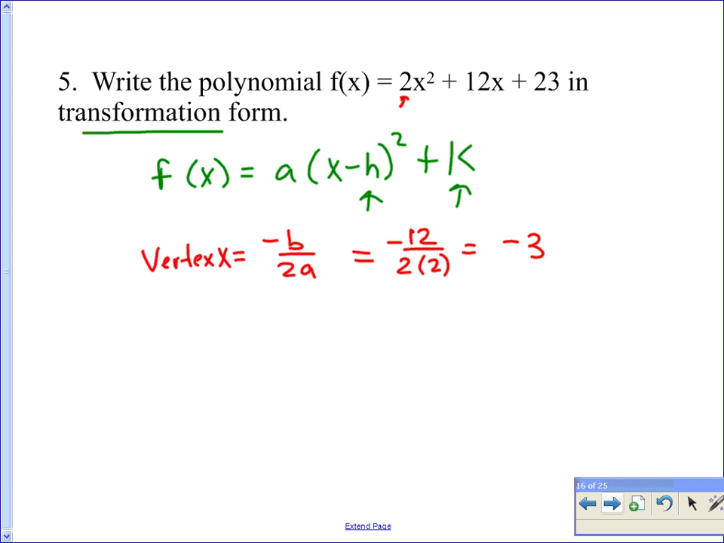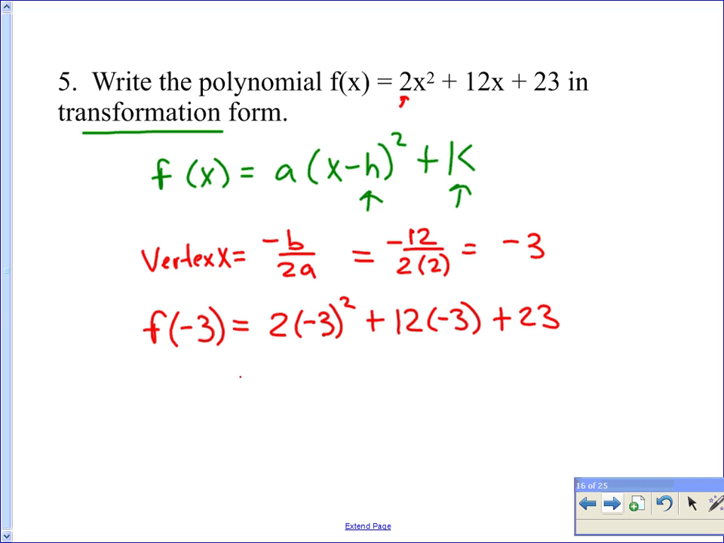Okay, so that's the x-coordinate of my vertex, and now if I want to find the y-coordinate of the vertex, I find f of negative 3. So I've got 2 times negative 3 squared plus 12 times negative 3 plus 23. When I simplify this, I am going to get 5. Okay, so my vertex is the point (-3, 5).